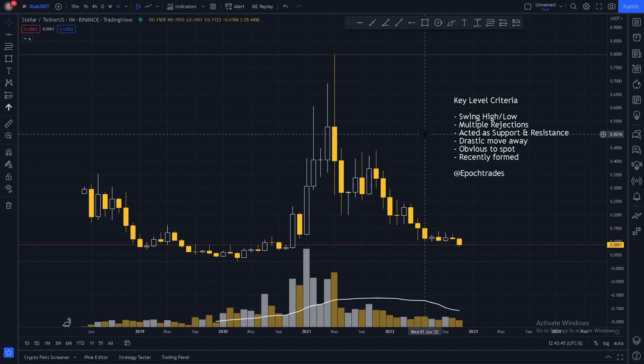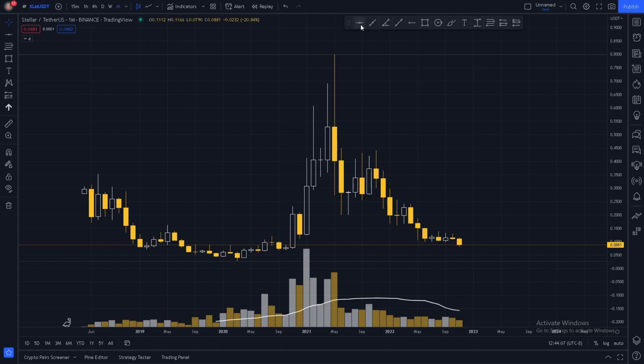Today we're going to be covering key levels on the monthly and weekly time frame for Stellar. So, as always, our key level criteria: we look for swing highs and swing lows, multiple rejections, acted as support and resistance, drastic moves away, obvious to spot, and recently formed. So, let's go ahead and hop right in.